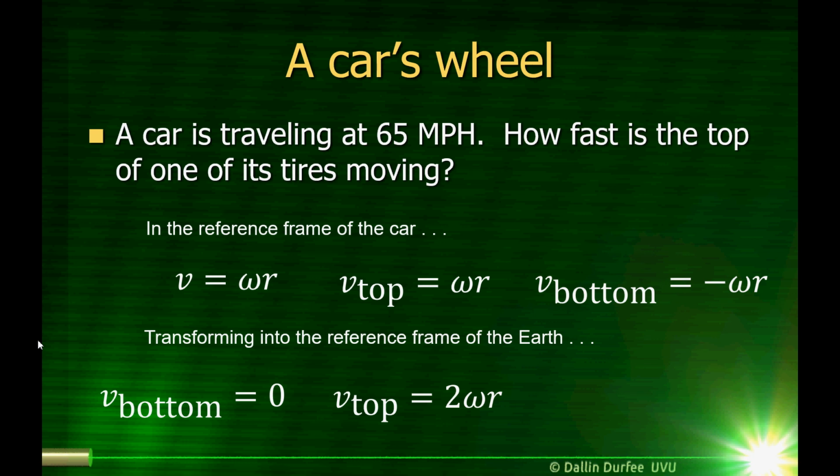Well, I transformed into a frame by changing velocities by omega r. Well, I'm really transforming into a frame in which the car is moving at some velocity. So omega r must be the velocity of the car. So the top of the tire must be moving at twice the velocity of the car, or 130 miles per hour.